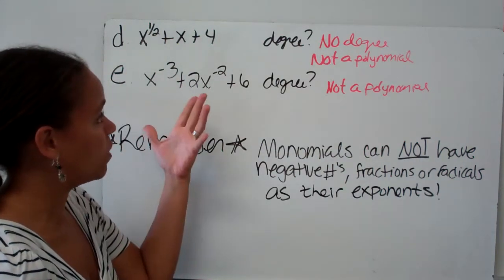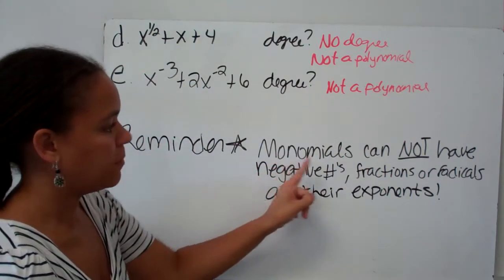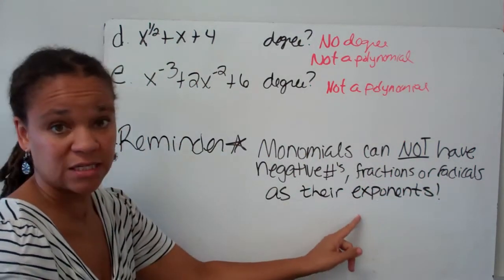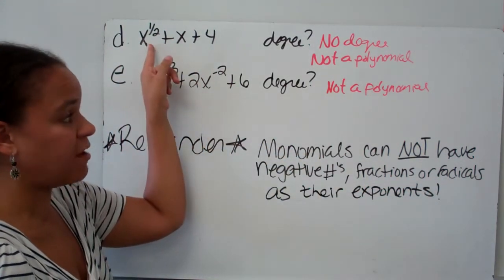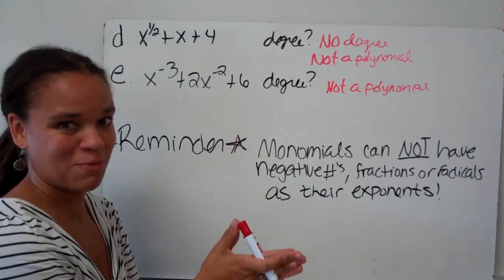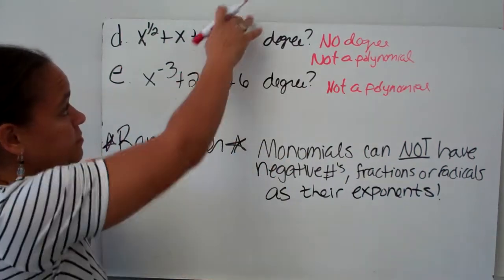You want to understand what a polynomial is before you can find its degree. And remember, monomials cannot have negative numbers, fractions, or radicals as their exponents. This had a negative, that had a fraction. So those are not, in fact, monomials. And if you put a bunch of monomials together that aren't monomials, it's not going to be a polynomial either.